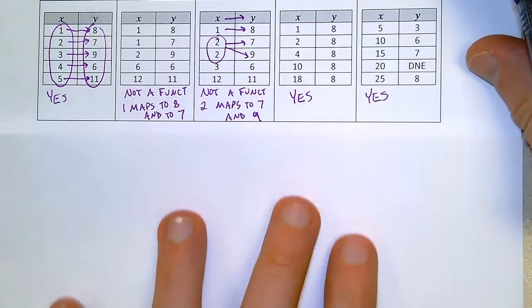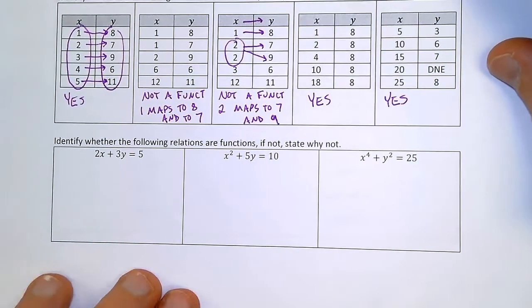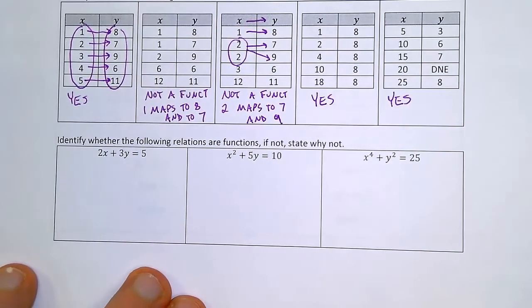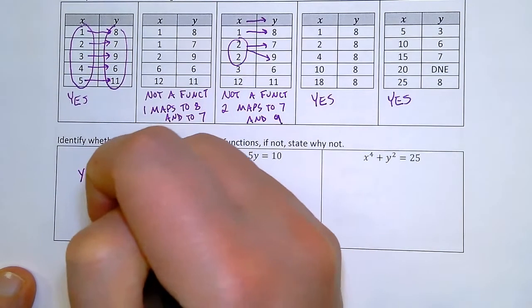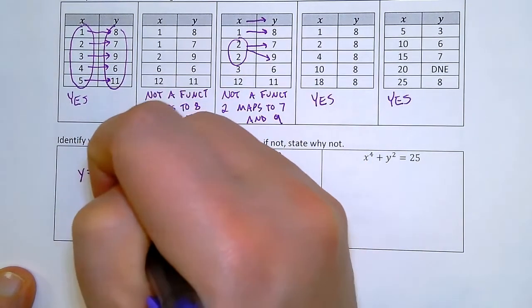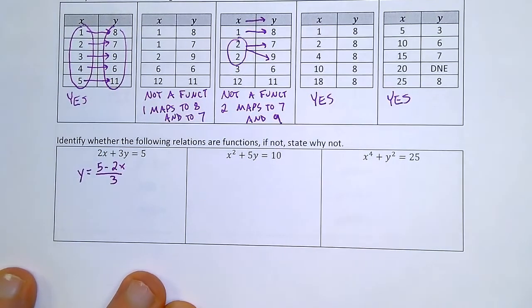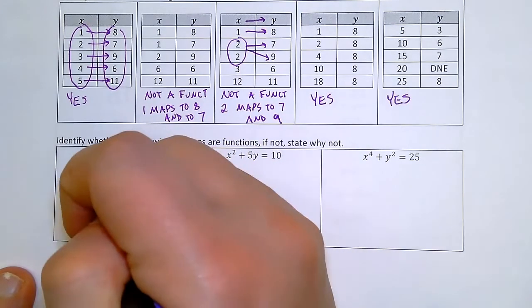And then finally, looking at equations to determine whether or not expressions or equations are functions, what you want to do is ask the question, can you solve this for the variable? So if I were to solve this for y, I would get (5 minus 2x) over 3. And that is a single equation with an input of x and an output of y. So yes, it is a function.